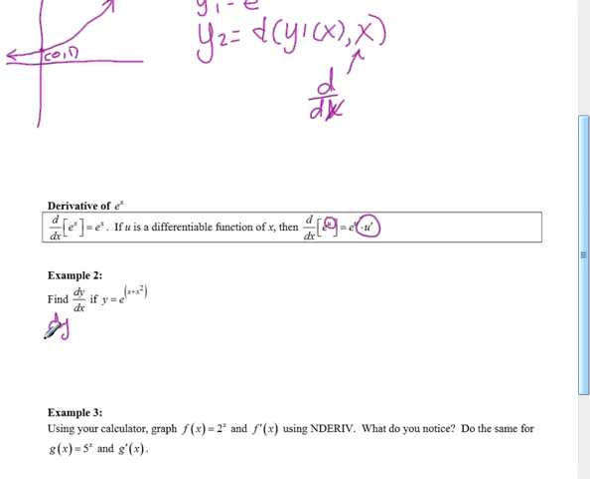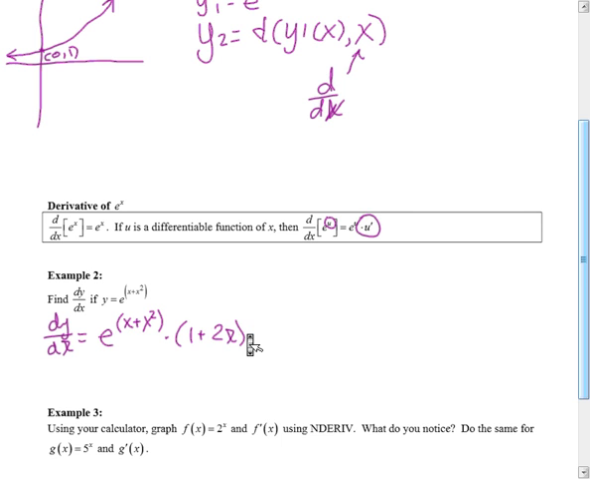So dy dx, take the derivative of y, equals e to the x plus x squared times the derivative of our inside function, which would be 1 plus 2x. And that's it. If you want, you could distribute it out, but you don't have to. Alright, that's all we have to do. e to whatever it is times the derivative of that inside part.